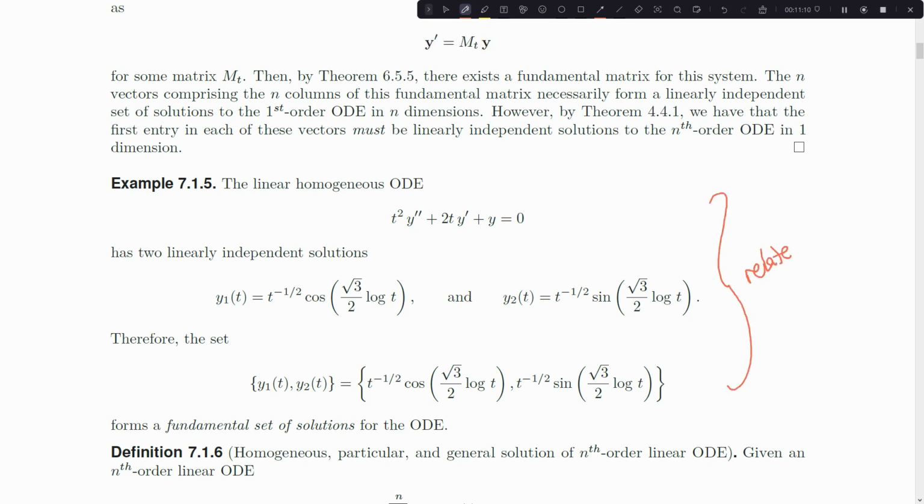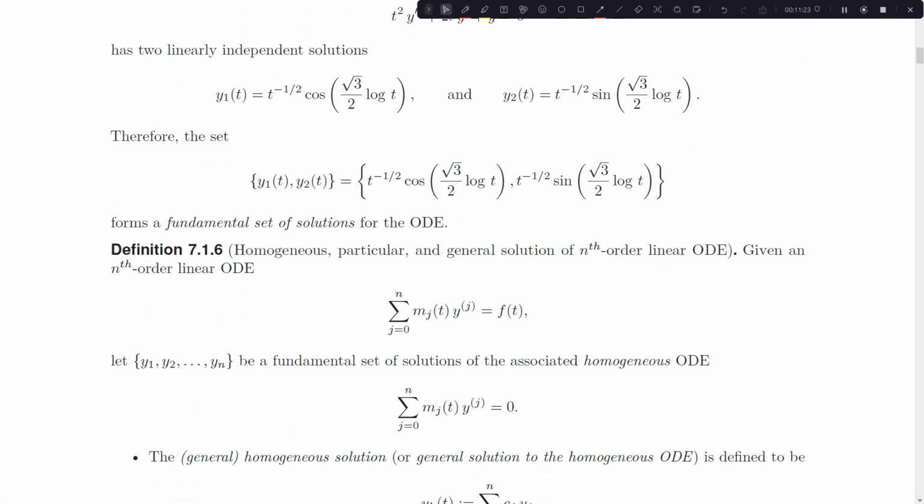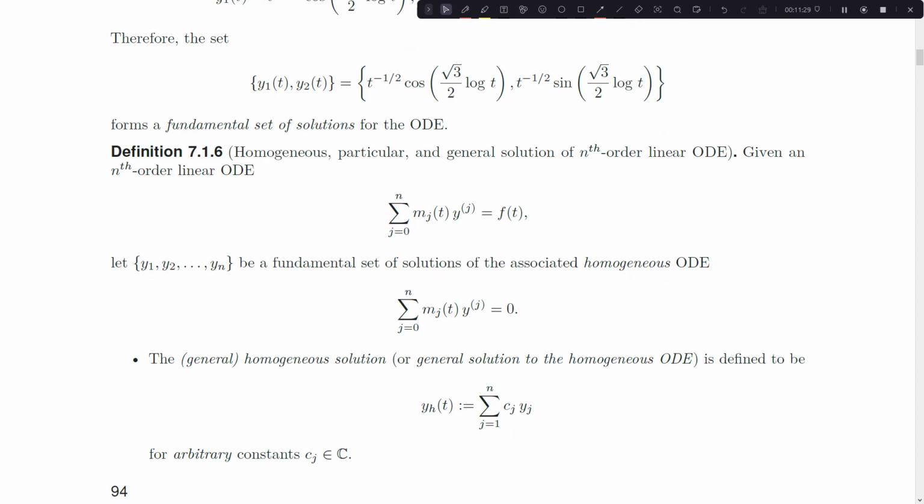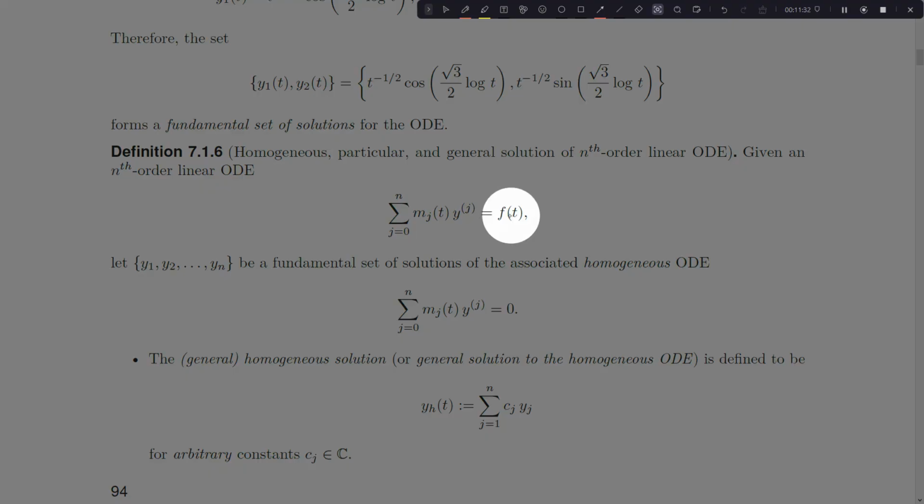So now, this is related to homogeneous ODEs. And now we're going to shift over to inhomogeneous ODEs. What does it mean to solve one of those? Well, if we're given just a generic inhomogeneous linear ODE here, then we grab a fundamental set of solutions to the associated homogeneous ODE.